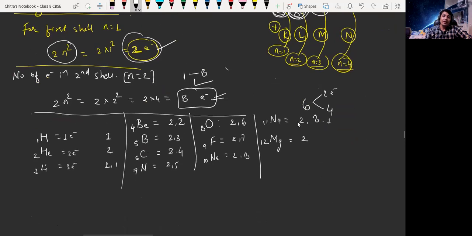So we will have electronic configuration 2, 8, and out of 12 we have filled 10 electrons. So only 2 is remaining. So 2 will come on the third shell. So the electronic configuration of magnesium will be 2, 8, 2. Now, Ayush, what will be the electronic configuration of aluminum?